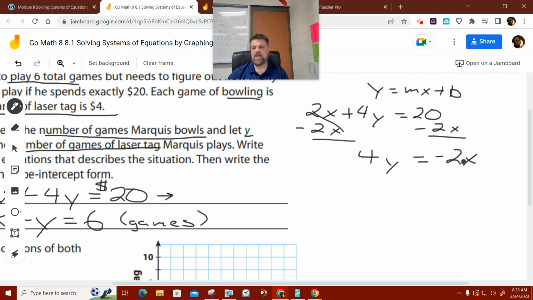Can I combine like terms on the right-hand side of the equal sign? Well, I could, but there aren't any like terms, right? Negative 2X is not the same as positive 20, so I can't put them together, right? If I have 2 markers and a pencil, I don't have 3 pencils. I don't have 3 markers. I just have 2 markers and a pencil. So if I have negative 2X's and 20, I can't put them together because they're not like terms.